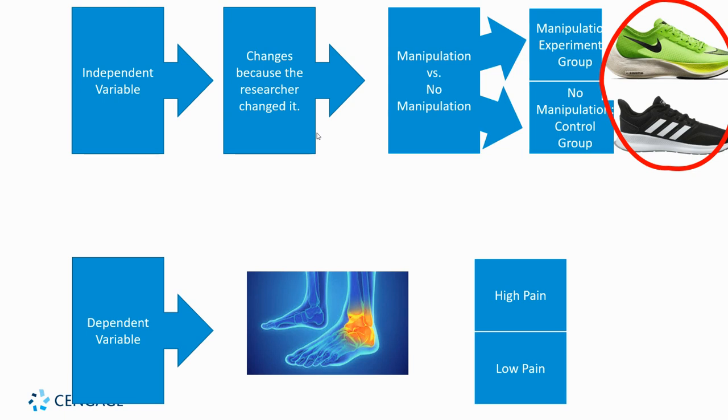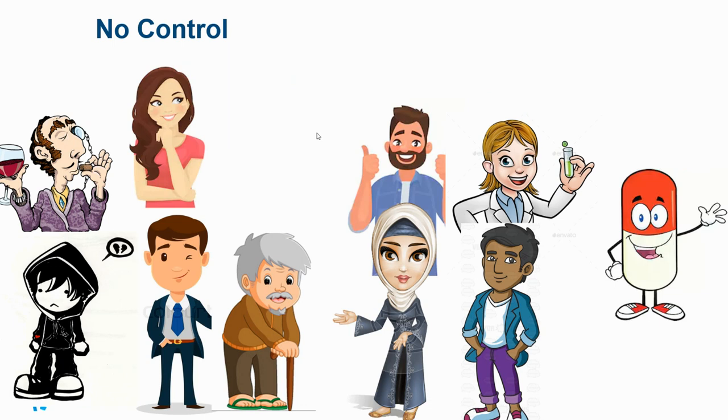Now, you might be asking yourself, why do I need to have a control group and an experimental group? Well, the problem there is that if you don't have any control, everybody has pain here. All of these people have pain, and I'm going to give them all my red pill.